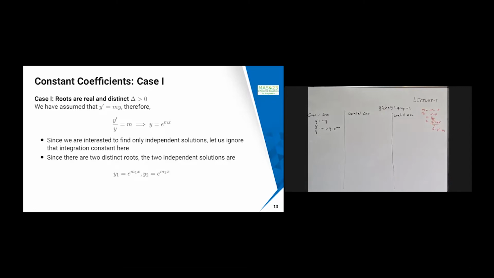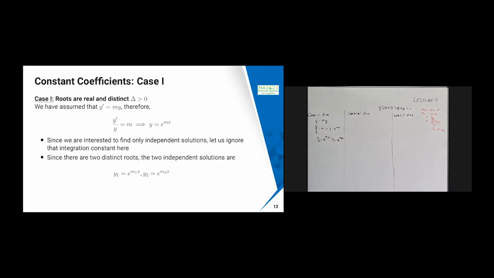So therefore, y equal to e power mx. Since delta greater than 0, you are going to have two distinct roots. Since m1 and m2 are real and distinct, you are going to get two different roots. Therefore, you can take y1 equal to e power m1x and y2 equal to e power m2x.